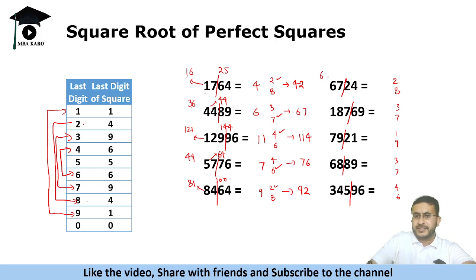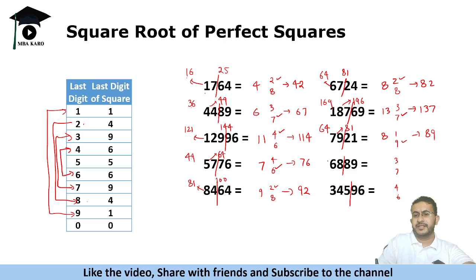Let's quickly do this. This is 64 and 81. 8 will be the first digit, closer to this. So 82. Okay, 169, which is 13 square, and 196 closer to this number, so we'll pick the larger digit, that is 137. Okay, 7921, 9 square is 81, 8 square is 64, so 8, this is definitely closer, so 89. Okay, similarly this, 8 square is 64 and 81, so 8 is the first digit. 64 is closer, so 83.